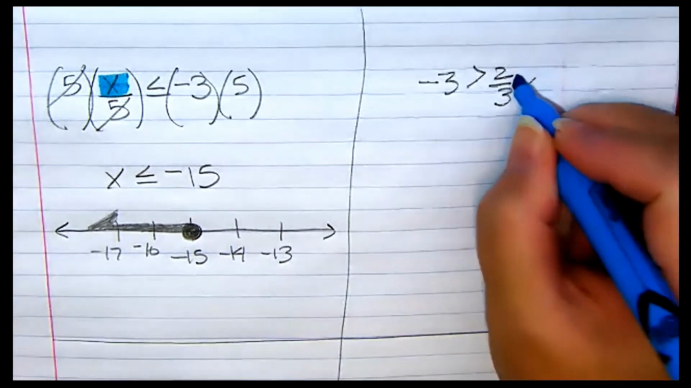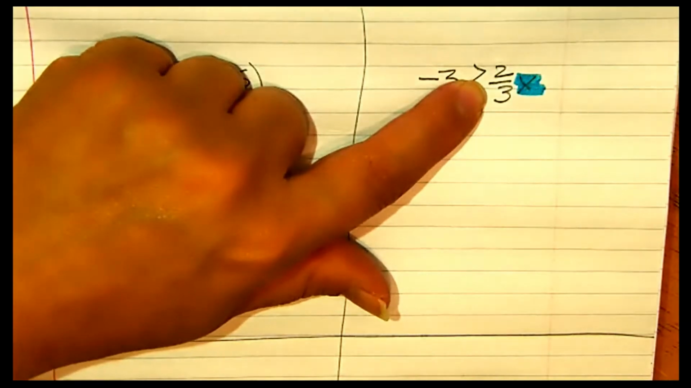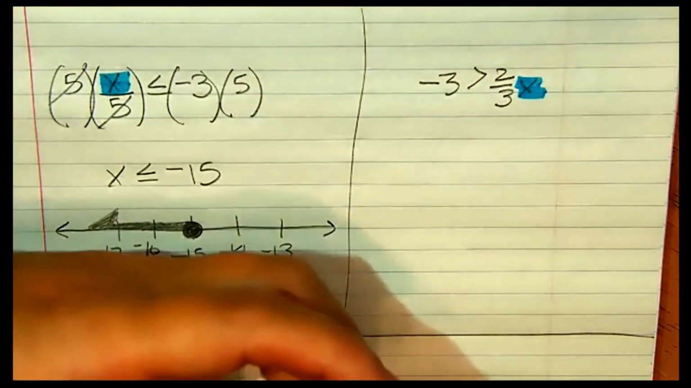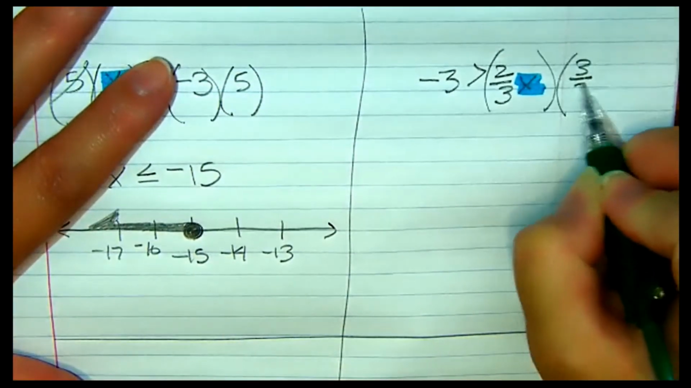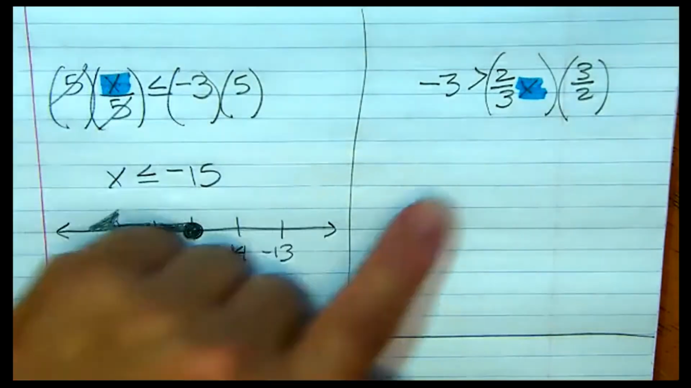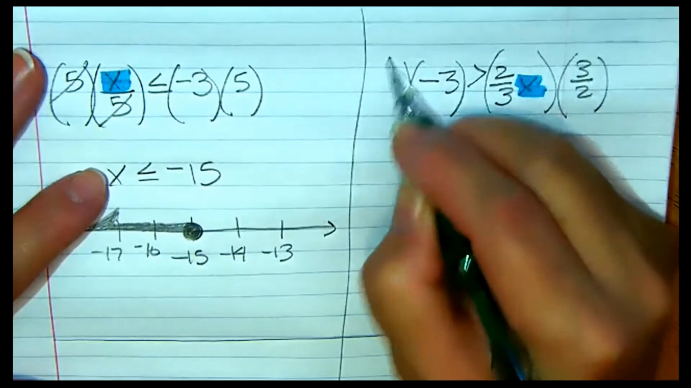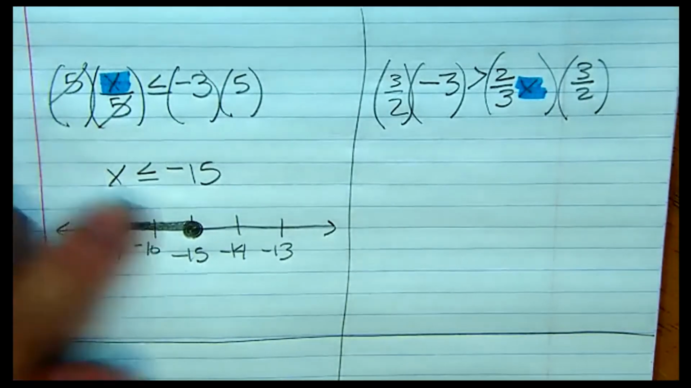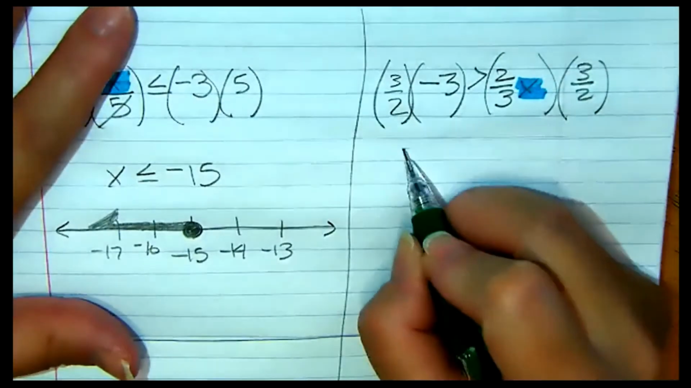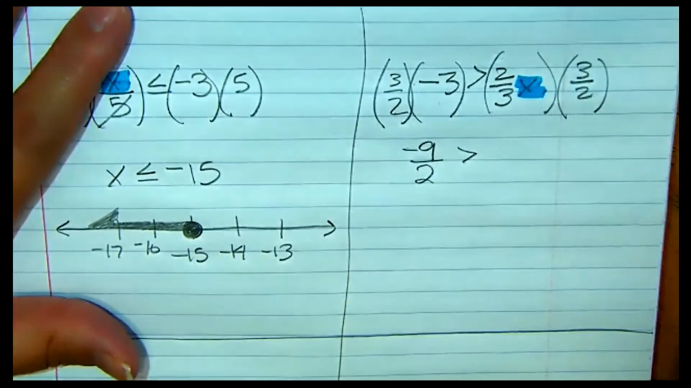So once again, I need to isolate the variable. To do that, I need to get rid of this times 2/3. So I need to undo times 2/3, and I'm going to do that by multiplying by the reciprocal. What I do to one side, I must do to the other. So 3 times -3 is -9. 2 times 1 is 2. Is greater than or equal to.